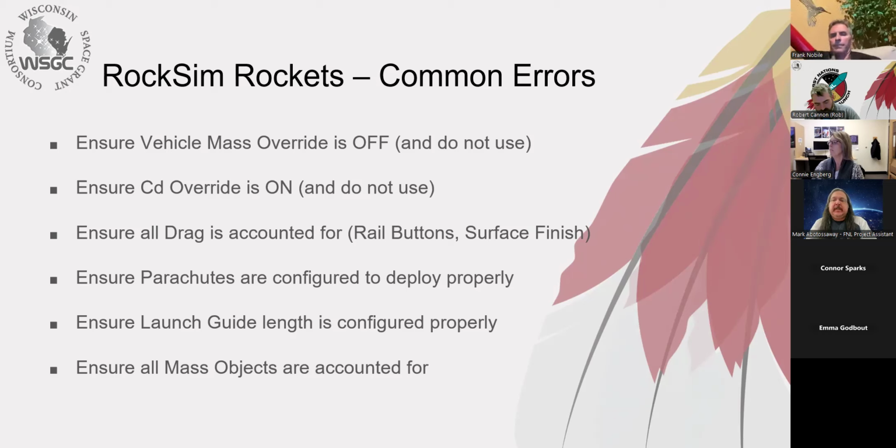Ensure your launch guide length is configured properly. So again, there's a rail that the simulations run off of. Unfortunately, the default's not set to anything realistic. So we'll show you how to change that to make sure you're getting the proper performance parameters out of your launch guide length or rail. And then ensure all your mass objects are accounted for. We kind of mentioned this a little earlier, adding each one of those little components. Next.